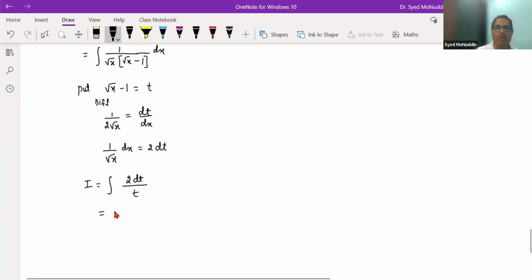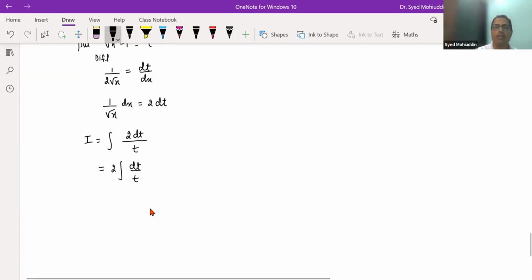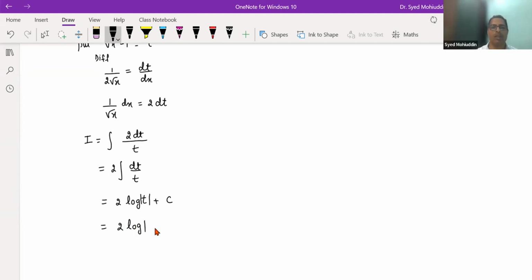Or if I take 2 common outside, we'll just be getting the integral of dt by t. That is nothing but 2 times the integral of dt by t, which will be log t, or log of mod t, plus the constant of integration c. Or you can write 2 log of, what is the value of t that we have taken? Root x minus 1, mod, plus the constant c. That will be the required solution.